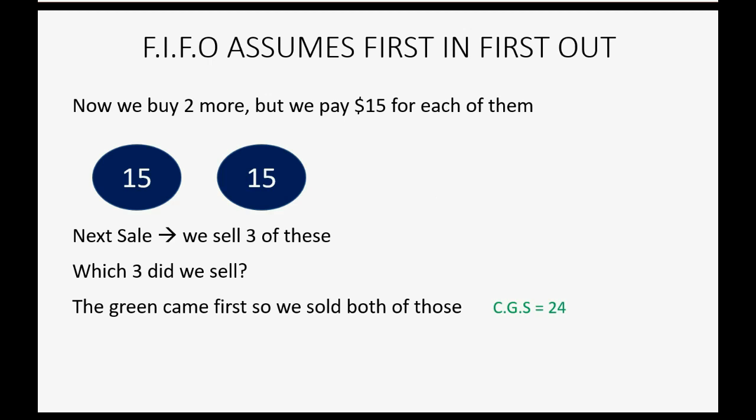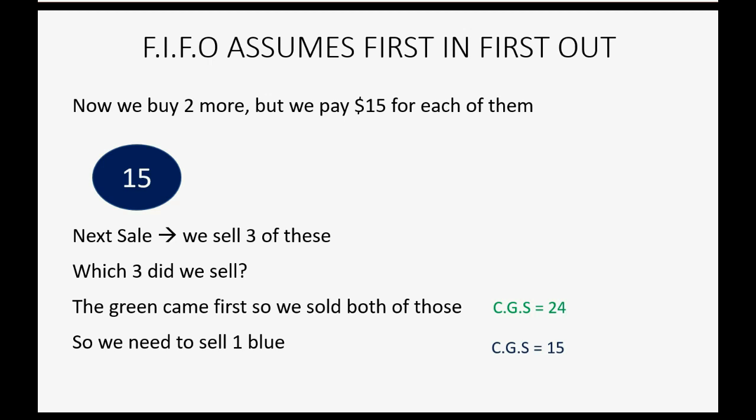But we didn't sell just those 2, we sold 3. So we need to sell one blue one, and that means that adds an additional $15, what we paid for the blue one, and that gets added to the cost of goods sold for the sale. So for that sale of those 3, the cost of goods sold would be $39.